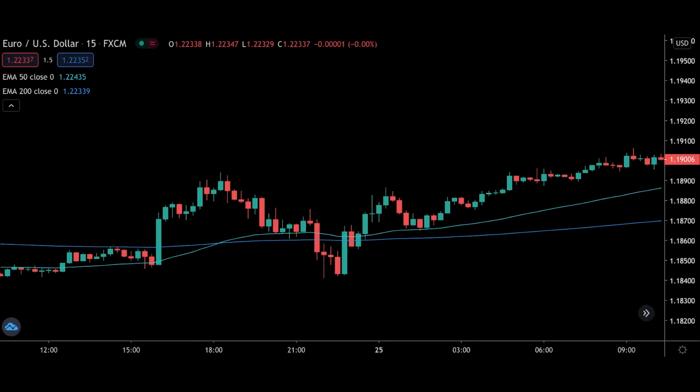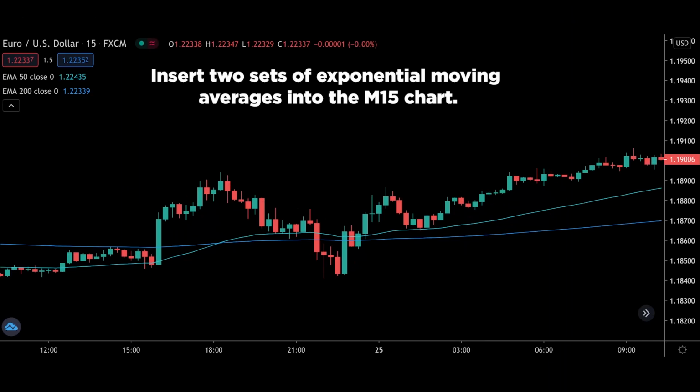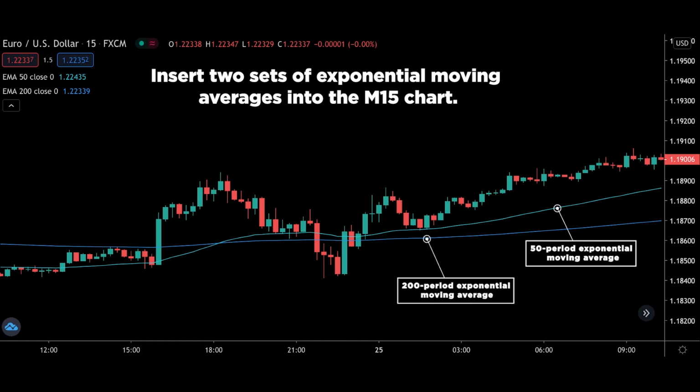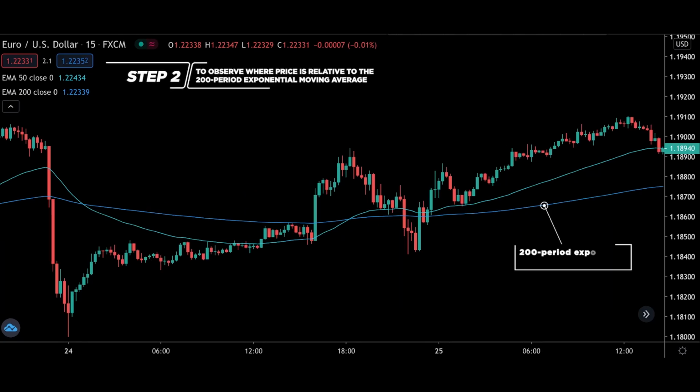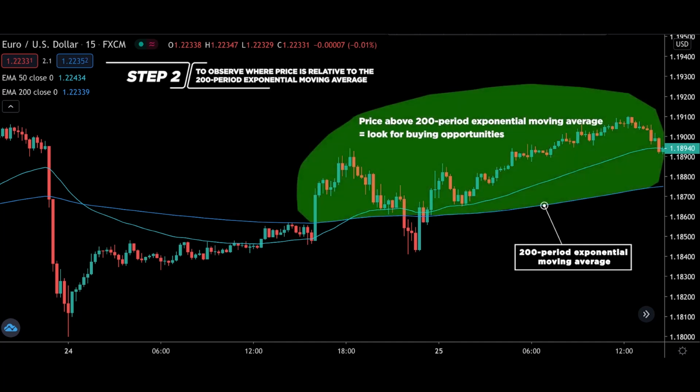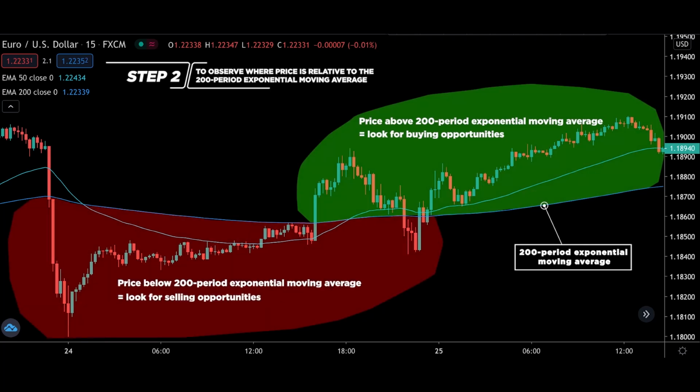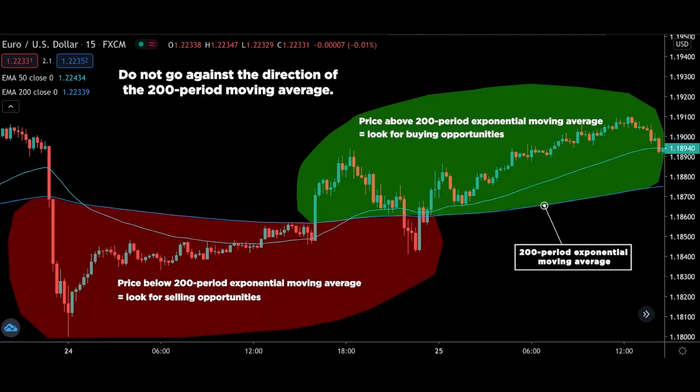Now moving on, you want to insert 2 sets of exponential moving averages into the M15 chart if you have not already done so. 50 period and another 200 period exponential moving average. This step is rather straightforward. You want to observe where price is relative to the 200 period exponential moving average. If price is above, you only want to buy, and if price is below, you only want to sell. Do not go against the direction of the 200 period exponential moving average. There is no reason to go counter trend if you are still a struggling trader.